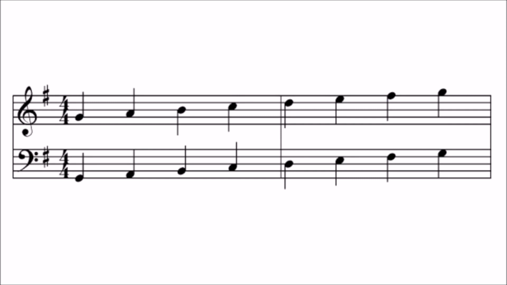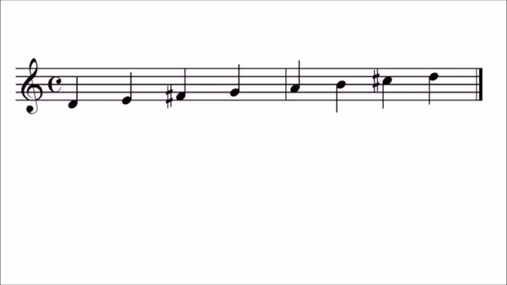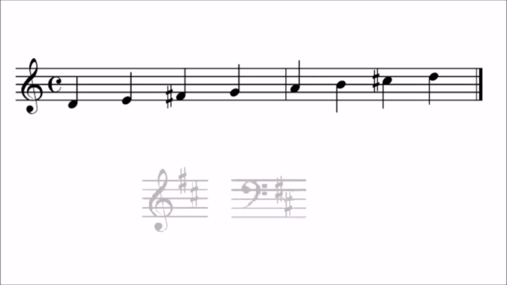Using the same rule that semitones occur between the 3rd and 4th and the 7th and 8th notes, the scale of D major would have an F sharp and a C sharp, and the key signature would look like this. Notice here how the F sharp is written just before the C sharp.